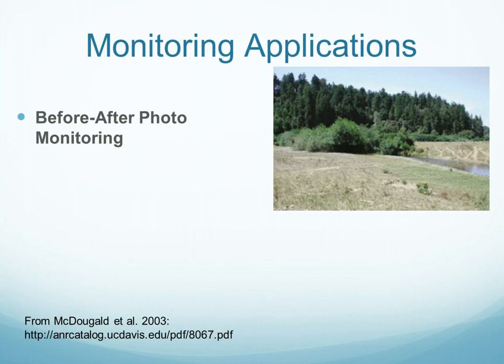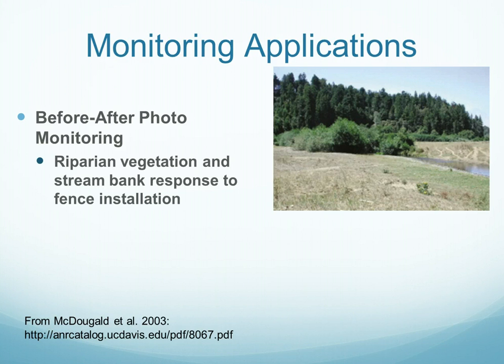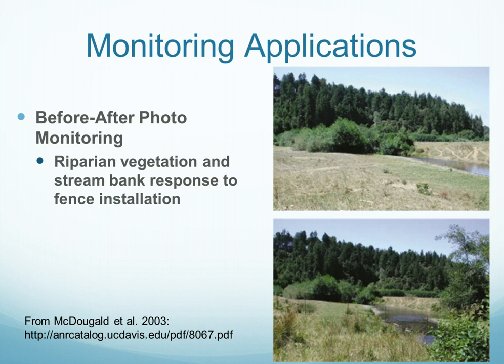There are a number of applications for monitoring, and let's just consider a few here. In this case, we're using photo monitoring by looking at before and after photos of a riparian area after a fence was installed. And we want to look at the effect of the fencing or the management action on the vegetation resource. It's a little difficult to see the fence, but it follows that bright line in the lower image, and you can see in the foreground that the vegetation is quite different than it was before the fence.